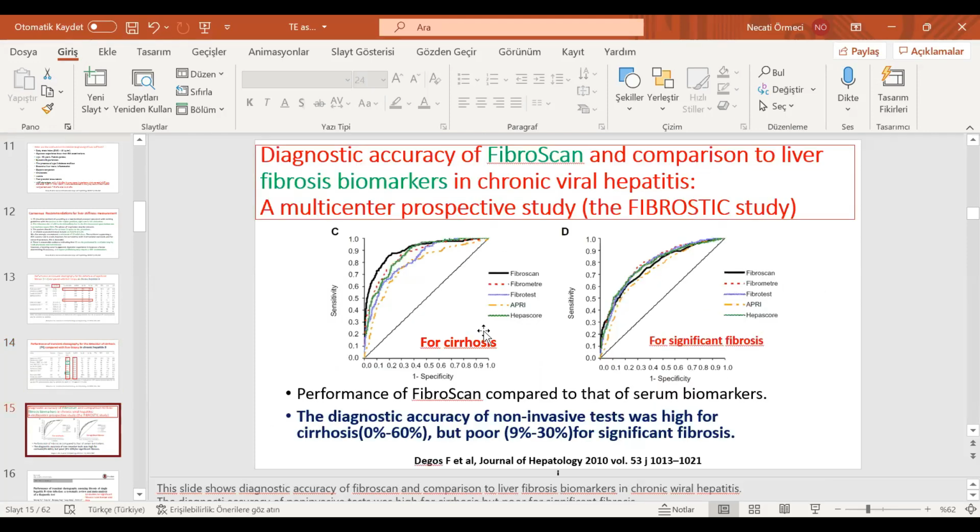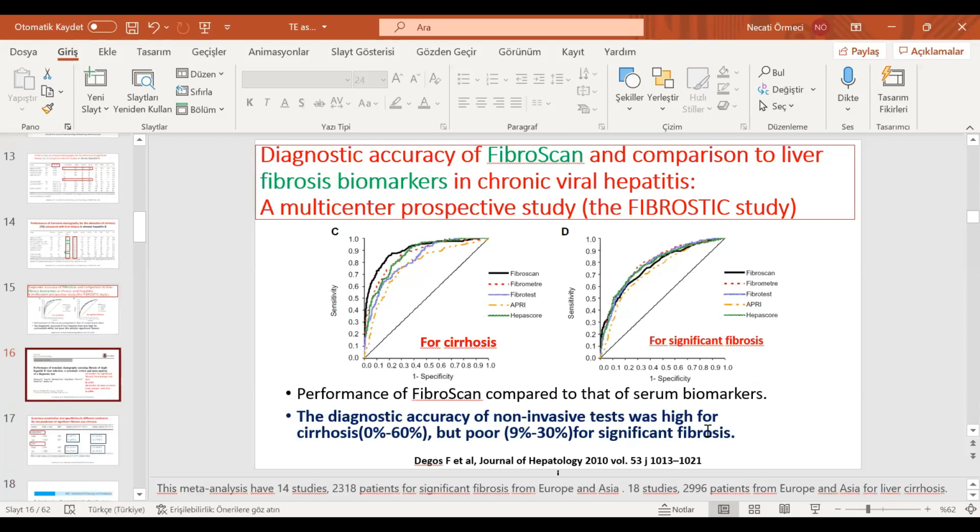This slide shows the diagnostic accuracy of FibroScan in comparison to liver fibrosis biomarkers in chronic viral hepatitis. This is the FibroStic study. The diagnostic accuracy of the non-invasive tests was high for cirrhosis, reaching almost 60%, but poor for significant fibrosis.